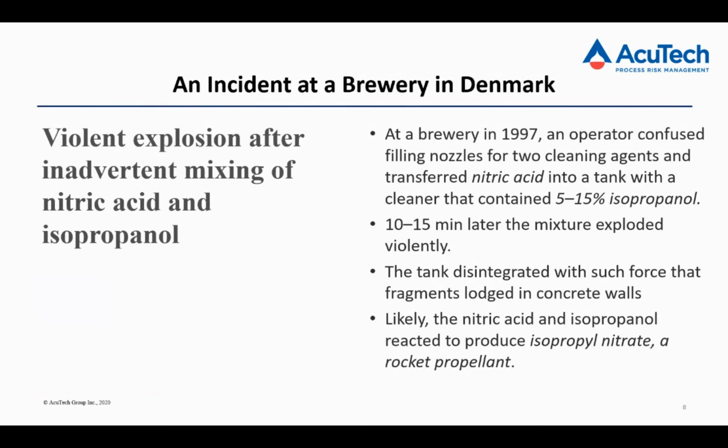Here, the article I referenced noted that the operator had confused filling nozzles. That could be poor labeling, poor training, poor procedures, or maybe even pressure to get the work done that led to the operator not taking as much time to think things through as he should have.